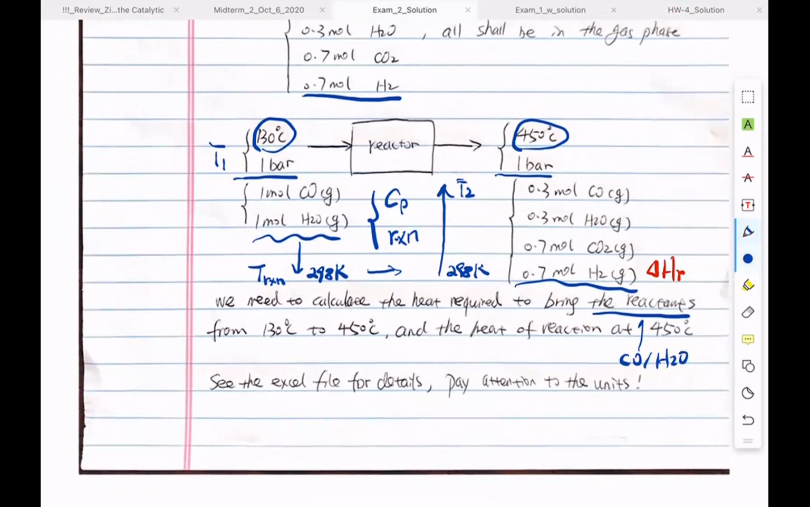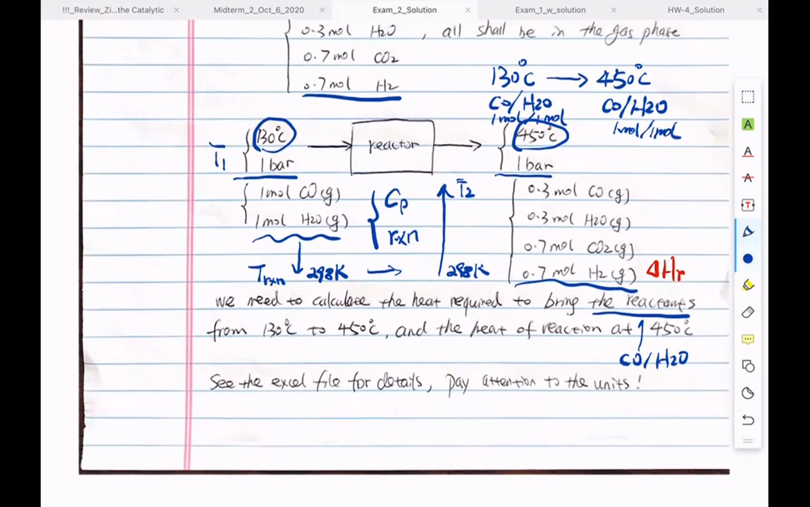I will bring the reactants firstly from 130 degrees C to 450 degrees C. So that is CO with water. Again, CO with water. Okay. So this is one more and one more. Then here is one more and one more.